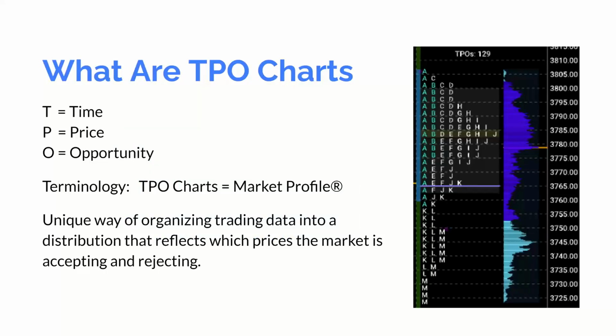So what are TPO charts? The first thing is, what does TPO stand for? It's time, price, opportunity. That's just a term that has stuck, time, price, opportunity charts. And the terminology you'll hear me use throughout the webinar, and you'll definitely see all over the internet and Futures.io, is market profile. Well, TPO charts are market profile charts, essentially.